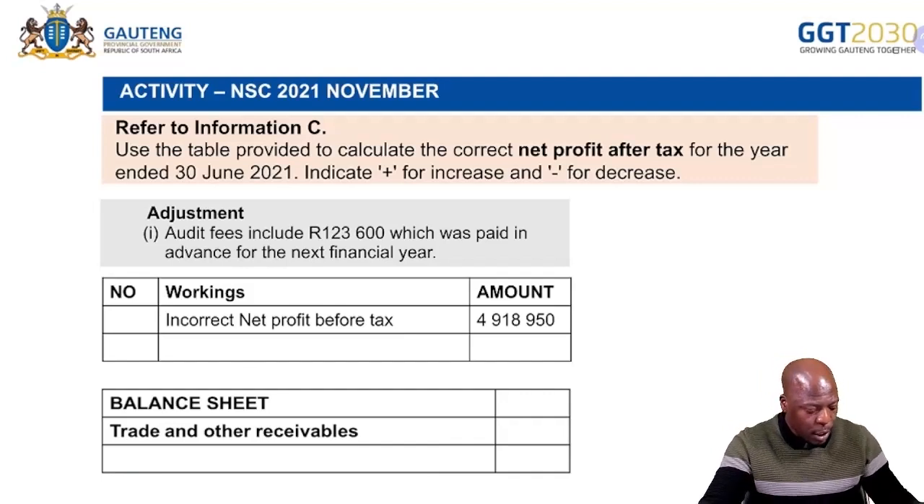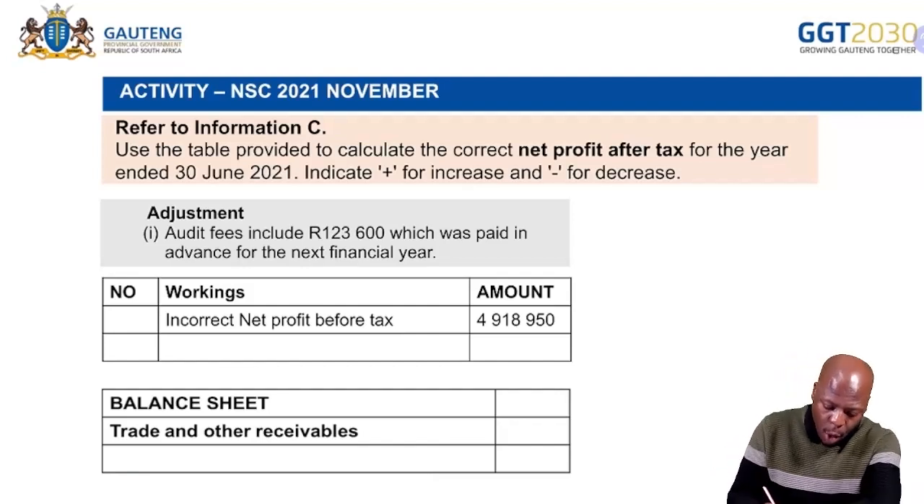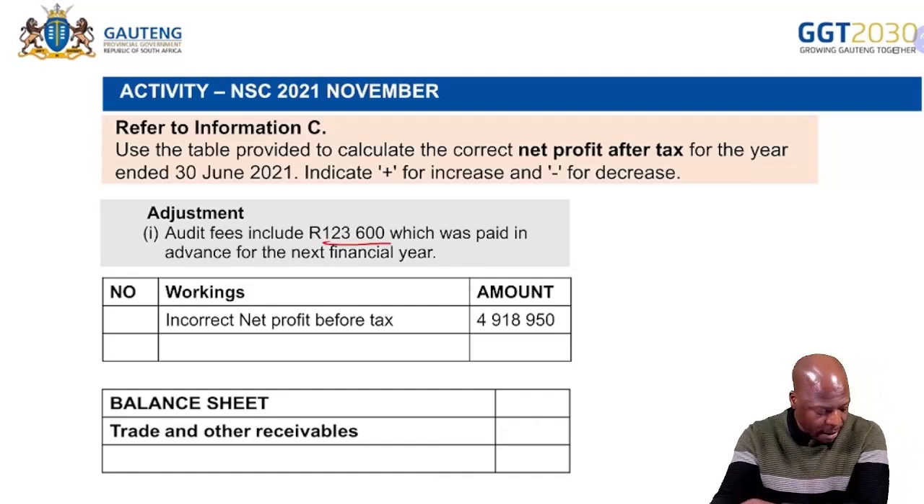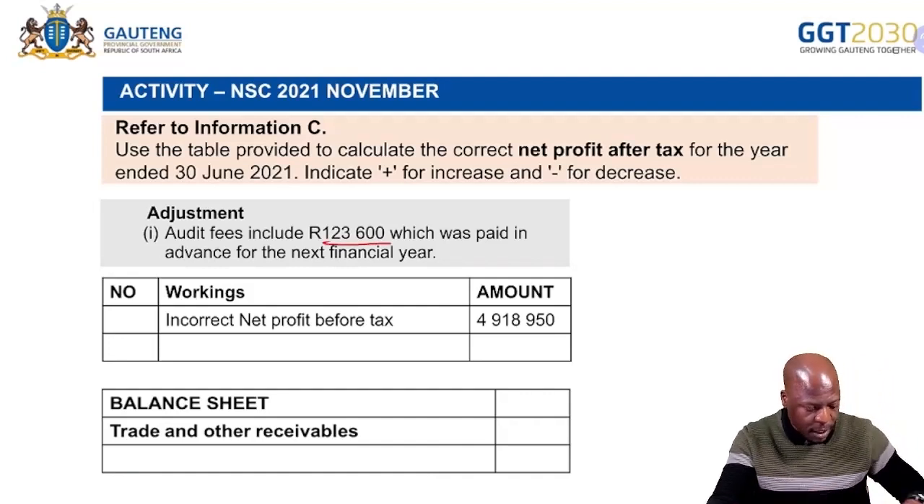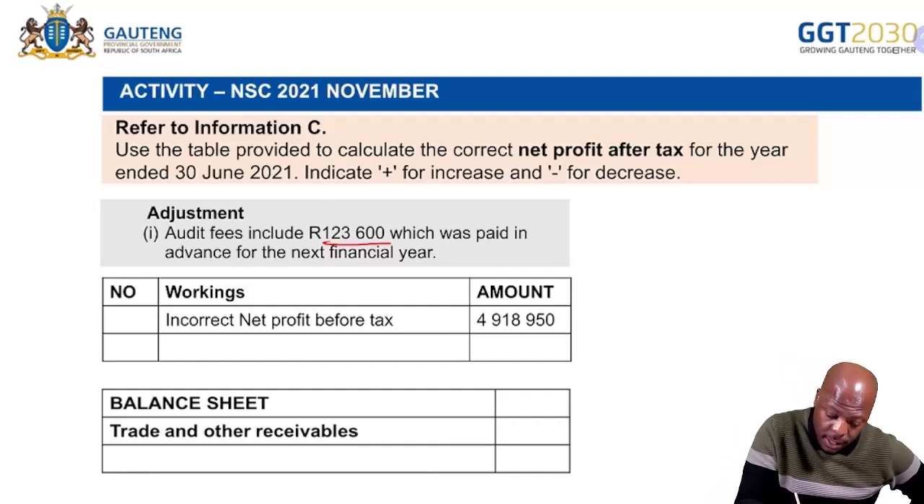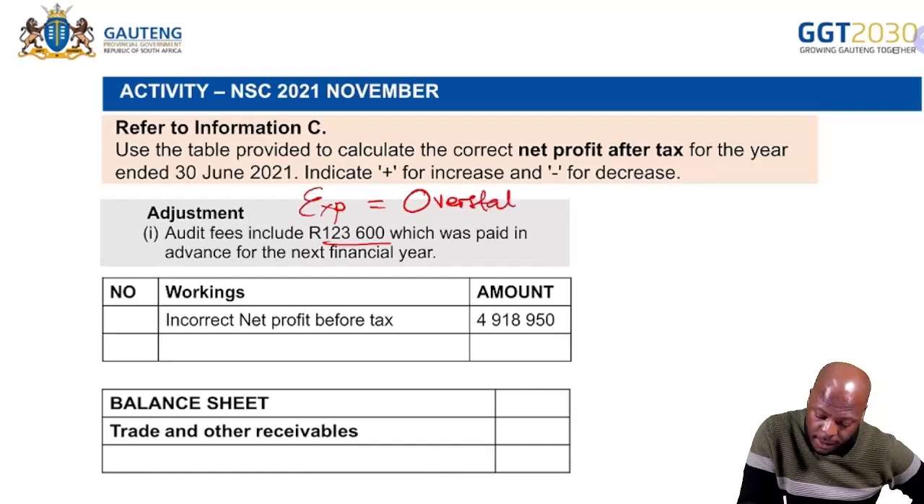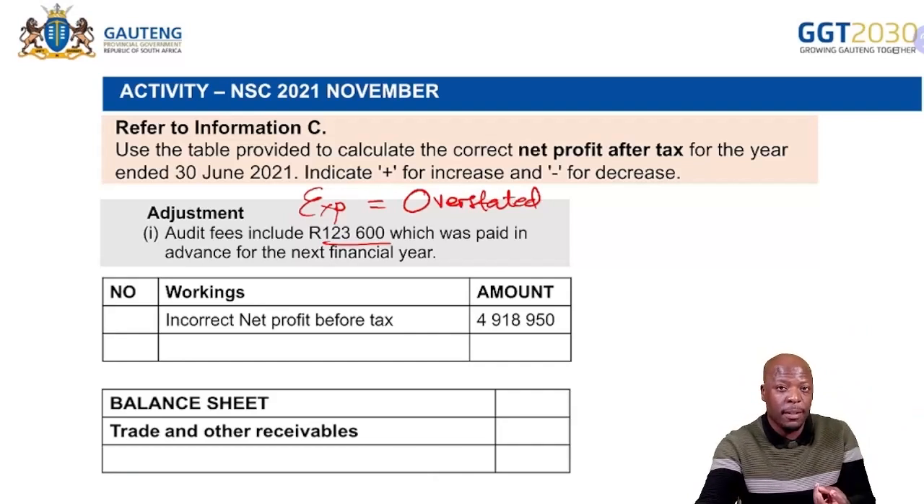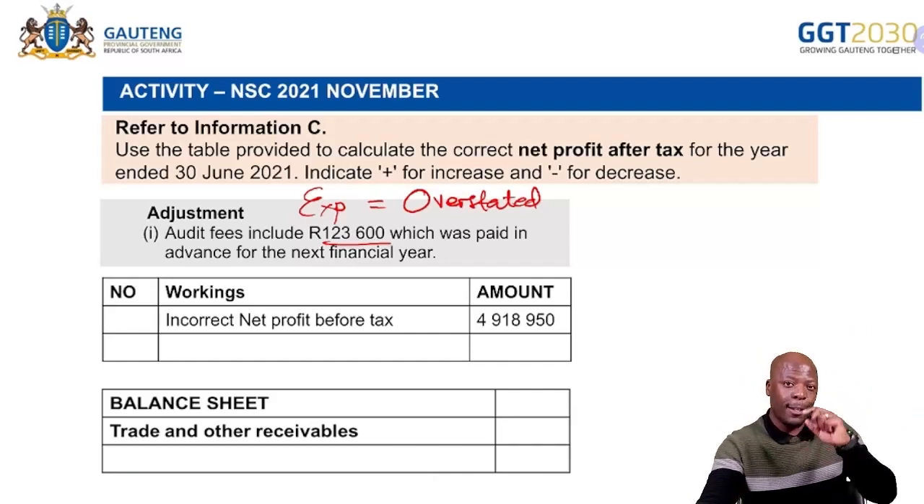All right, now you will see that on the first one, I have an adjustment. The adjustment reads, audit fees include 123,600. And that 123,600 is paid in advance for the next financial year. What does that mean? It means it is an expense which has been overstated. When an expense is overstated, it understates our profits.